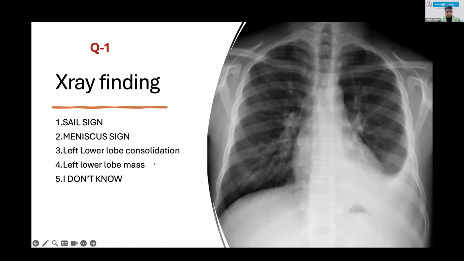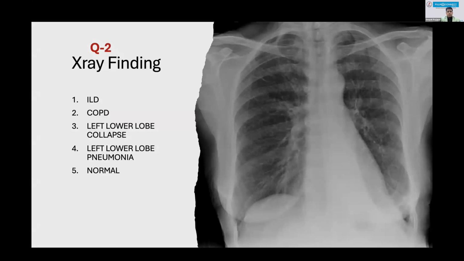So the first question is, what is the X-ray finding? The correct answer is meniscus sign. Next, many of you who answered correctly. Go ahead, Deepak. The second question answer is left lower lobe collapse.